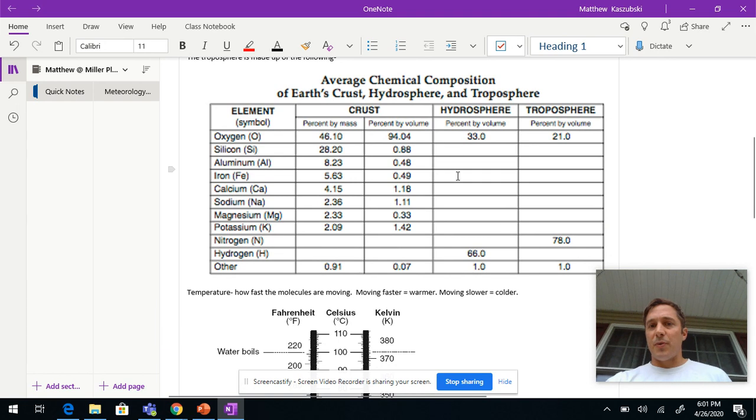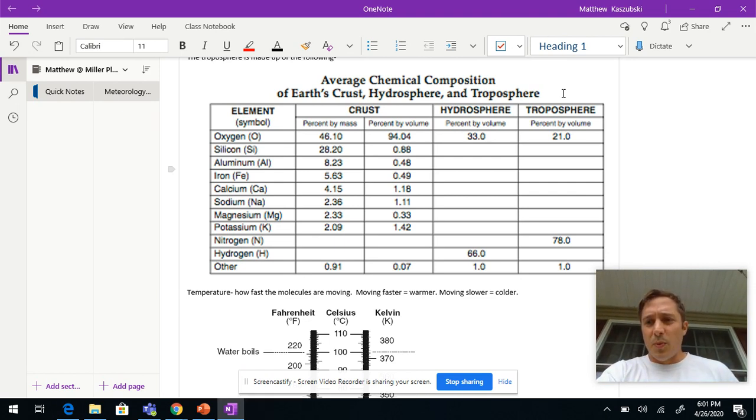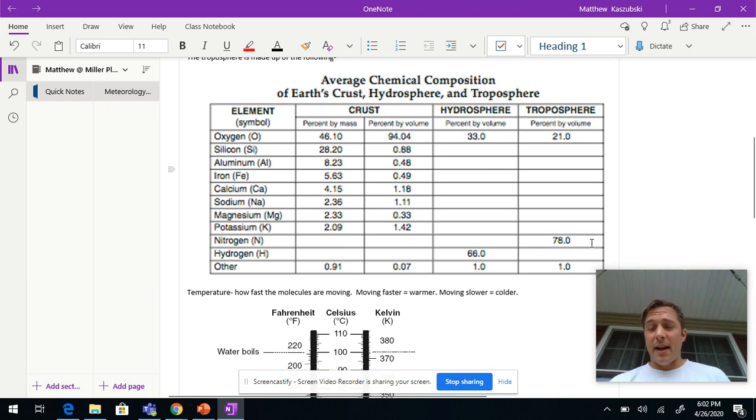And this is from the front page of the reference table. We live in the troposphere, and this is the troposphere right here. We actually don't breathe a very high percentage of oxygen. Less than a quarter of what we breathe in is oxygen. Only about 21% is oxygen. Obviously, we need that to live. That's important. But 78% of what we breathe in is nitrogen. Most of the atmosphere down here is nitrogen.